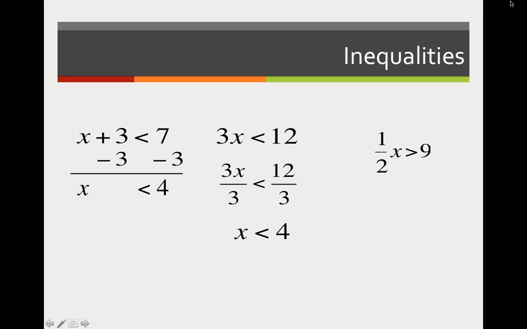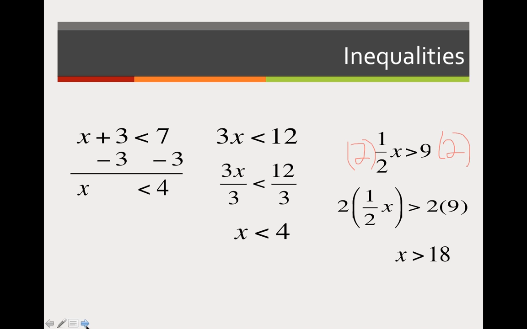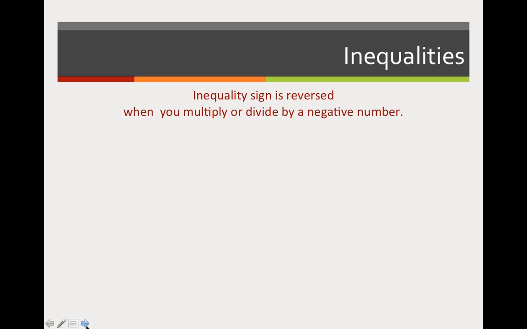For the next inequality, we're going to multiply both sides by 2. Or we can multiply both sides by 2 over 1. We'll get the same outcome, which is going to be 18. So we have x is greater than 18.